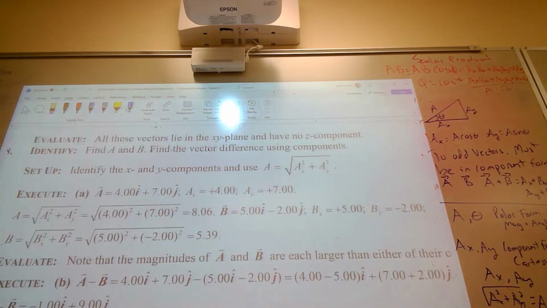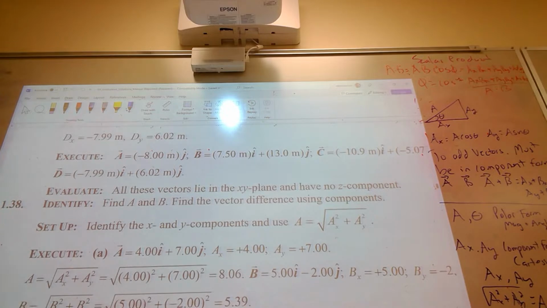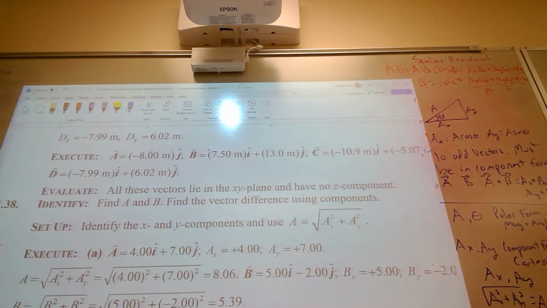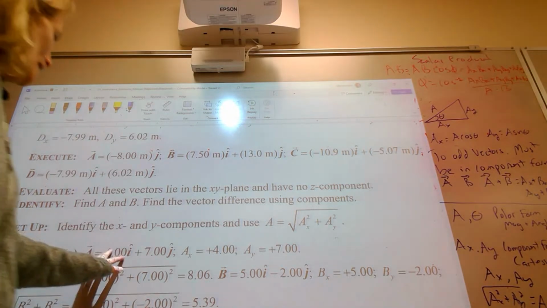Everything. What did you say you got for b? Magnitude of b? Negative 1.00 plus 9j. I mean this one. I thought I heard you say a different number here. Magnitude of b. It should be 5.39. 5.39. Okay, good.